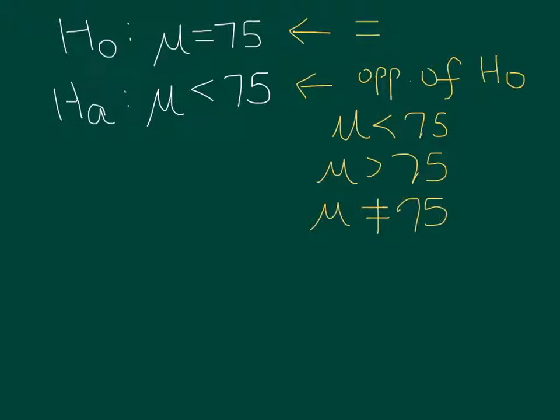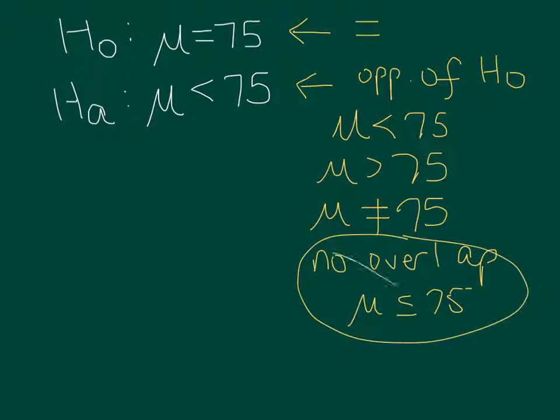But you don't want to overlap, right? So, for example, you wouldn't want to have mu less than or equal to 75, because then HA and H naught would have an overlap. They would both be equal to 75, so whatever your test shows, either of those two things could be true if it is actually equal to 75.